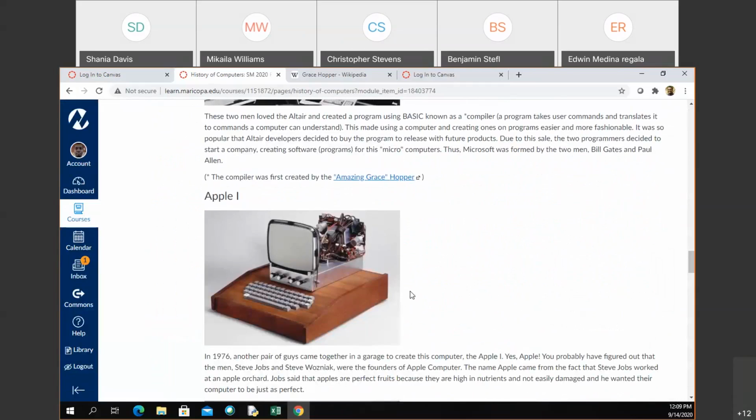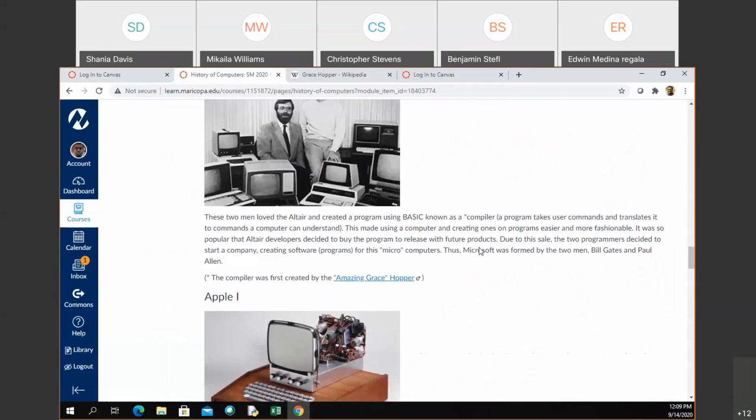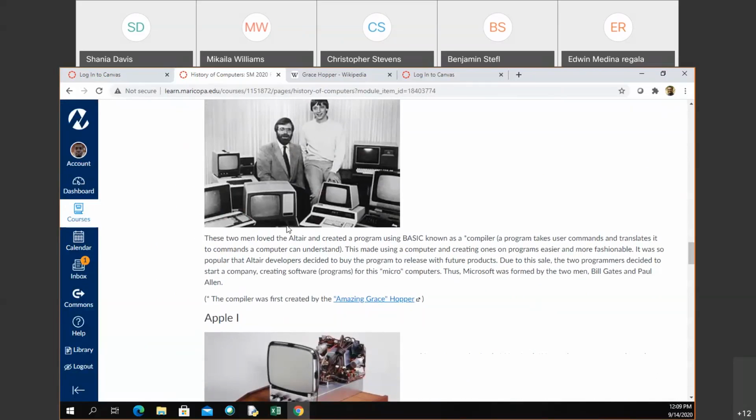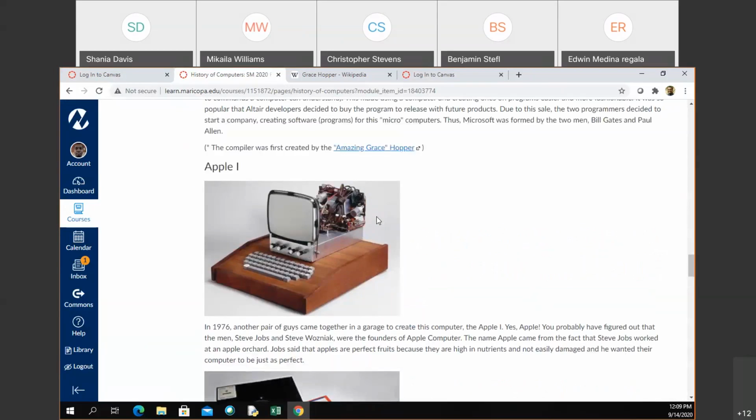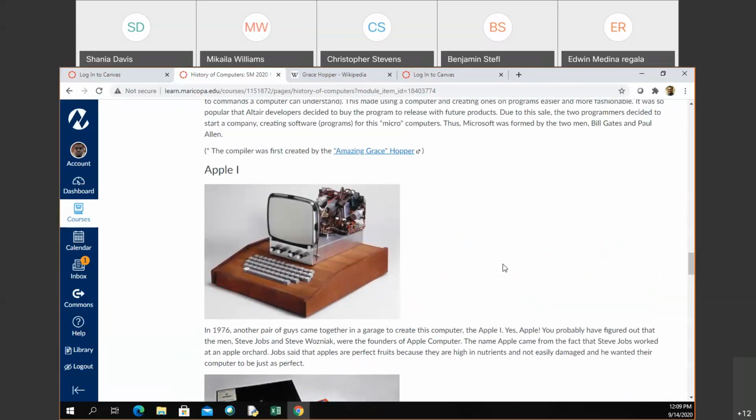They got together though, and they decided that in their garage they would create a better computer than the Altair. So notice here, these guys are looking at computers that have already been created, and they're making software for them. These two guys are taking hardware and creating hardware, so how the computer is actually going to look. And so they created this guy in the garage.